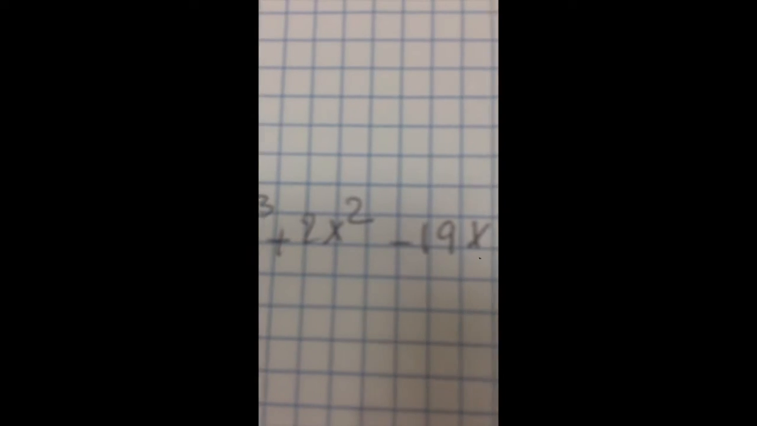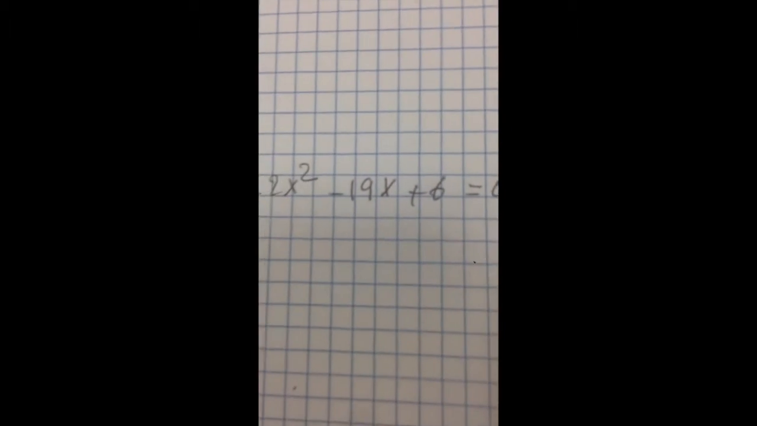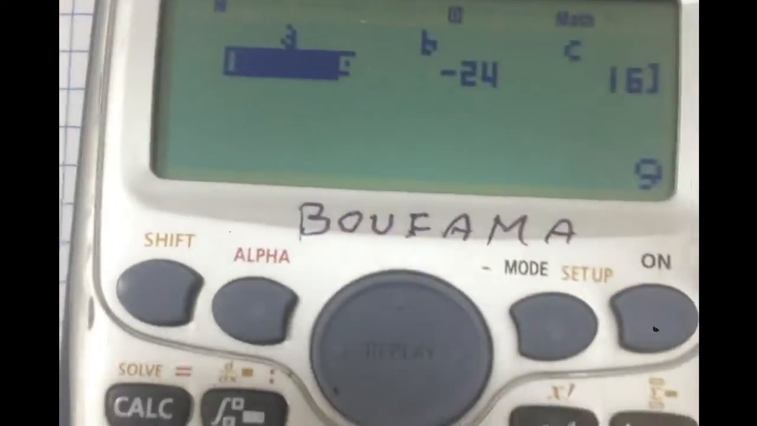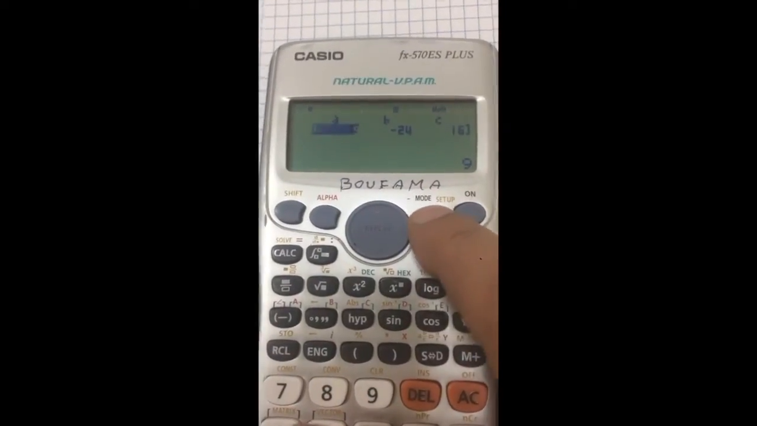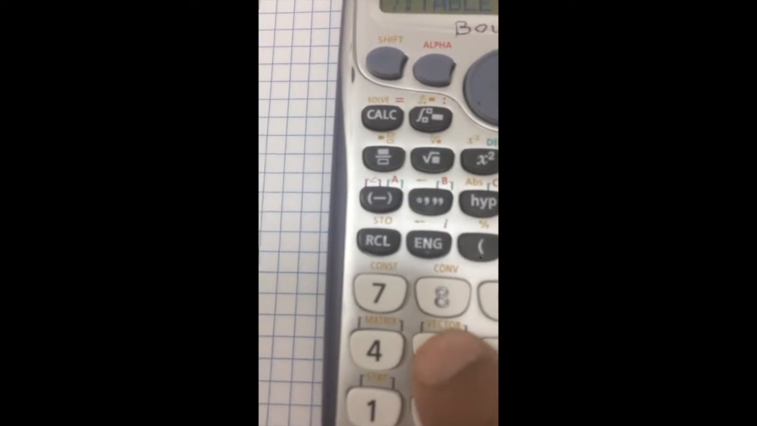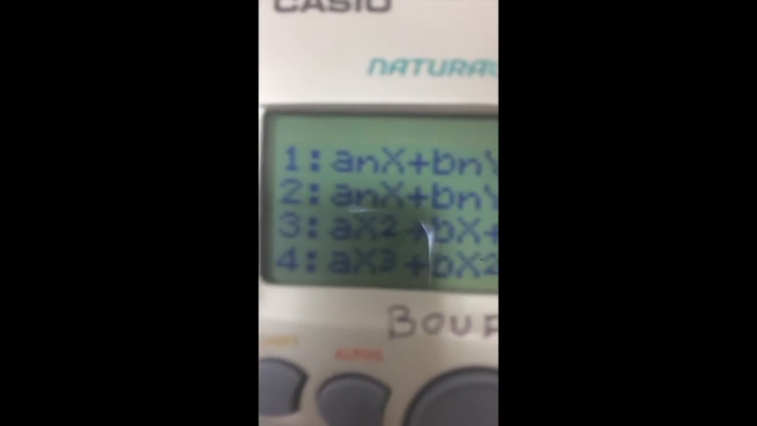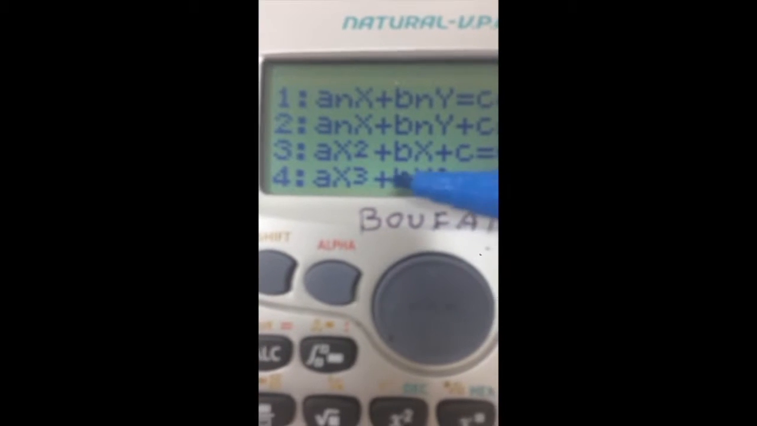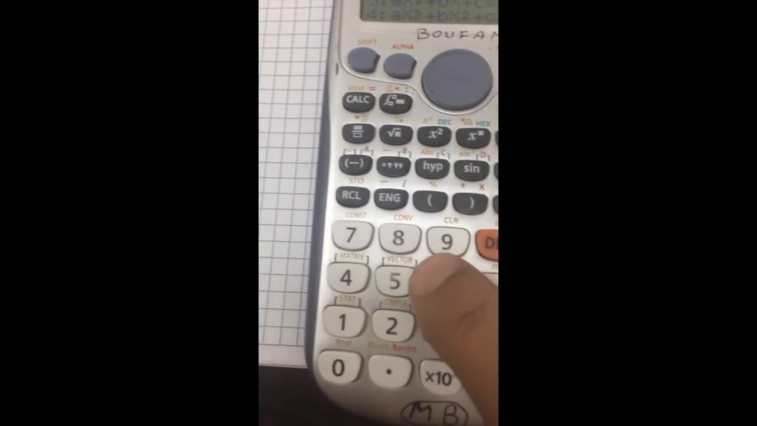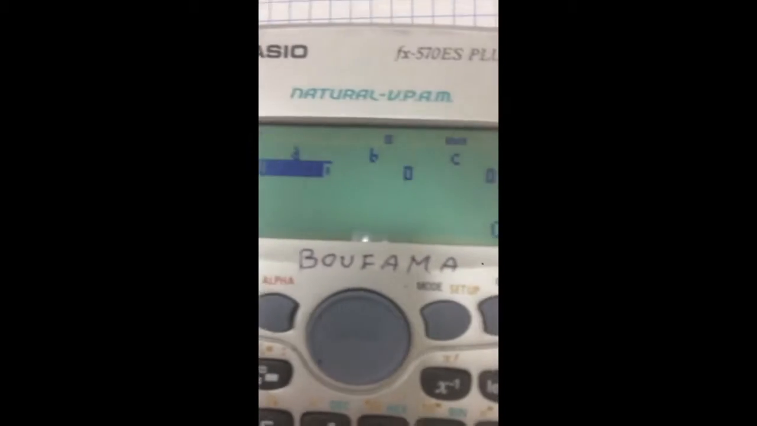Third degree equation. Here's an example for a third degree equation. Now we set the calculator again, mode, 5 for equations. And then we get the options. This time we choose option 4. That's the option for a cubic equation, as you can see, ax cubed. So option 4. Now we enter the coefficients a, b, c, and d. There are 4 coefficients in this case.